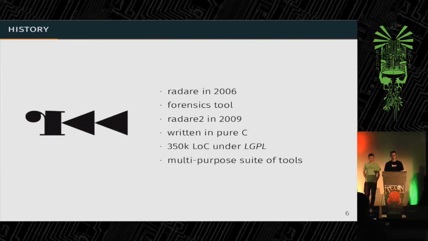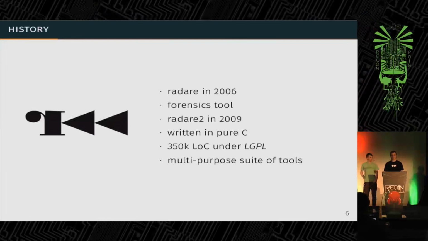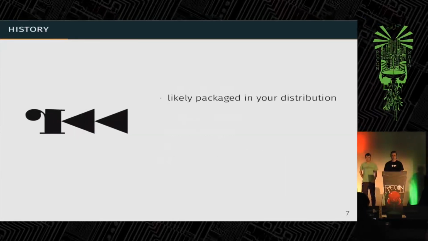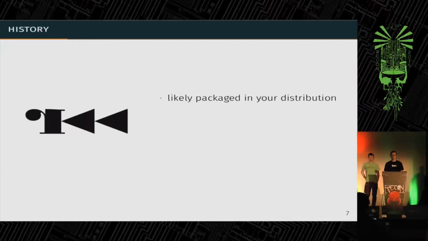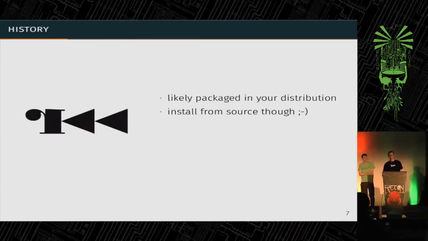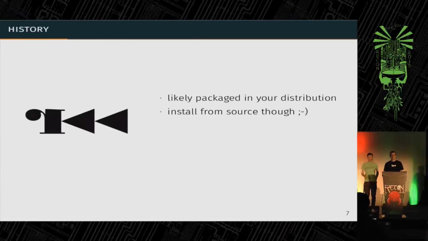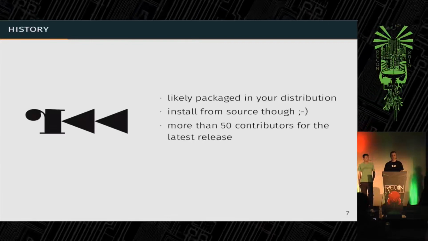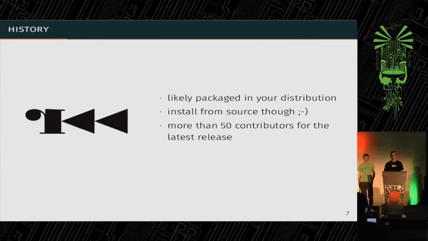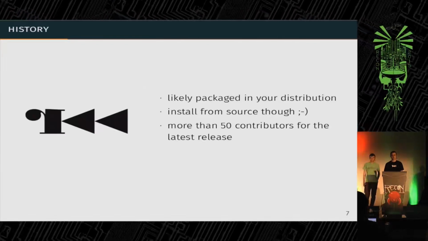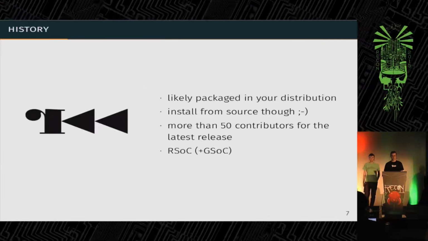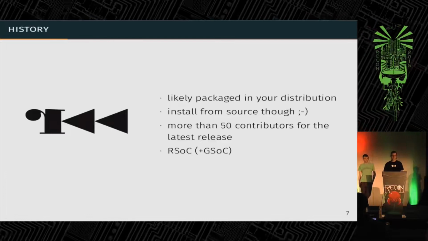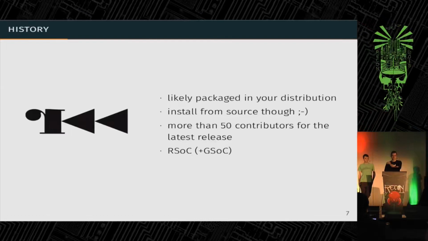It's a multi-purpose suite of tools. It's not only a decompiler or only an assembler. You can do really a shitload of things with it. It's likely packaged in your favorite distribution, which should be Debian. But you could also install it from source because we are moving really fast. For the last release that happened a couple of weeks ago, we've got more than 50 contributors, so it's not a shitty software written by only one guy in his house. We are many people behind it. We did a Radare Summer of Code because Google rejected it, so we just said, fuck you, we're going to make our own.